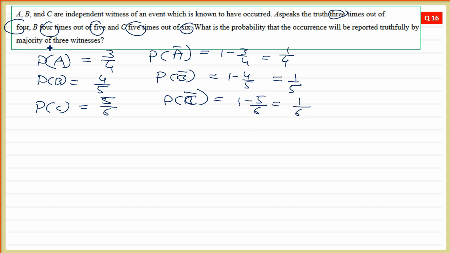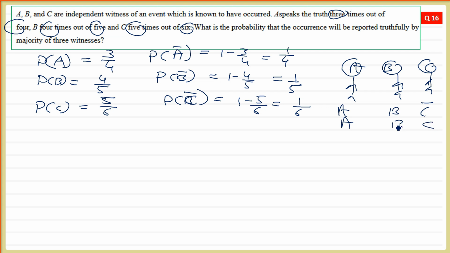So what is the probability that the occurrence will be reported truthfully by a majority of 3 witnesses? There are 3 of them, A, B and C. In these 3, majority means either A and B say the truth, C doesn't, or A and C say the truth, B doesn't, or A does not speak the truth, B and C say the truth. A lies, B and C say the truth. These are 3 cases which we understood. But one more thing is, all of them are saying the truth.